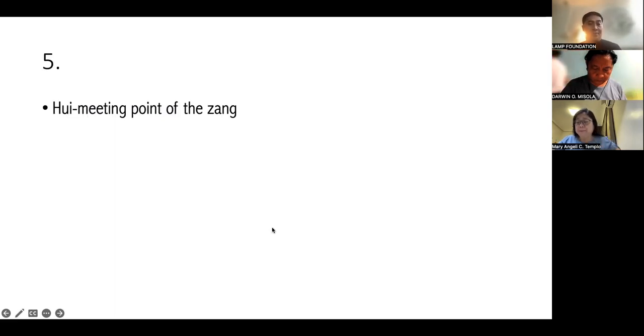Number 5, Doctora. What's the Hui meeting point of the zang, or the solid organs? Liver 13. Okay. Liver 13. Yeah, very good. Liver 13 is also the front-mu of? Spleen. Okay. Spleen. Now you know. It's just spleen and stomach. They're the center. They're called the earth, right? So spleen, Liver 13, is the influential point of the zang, the solid organs.